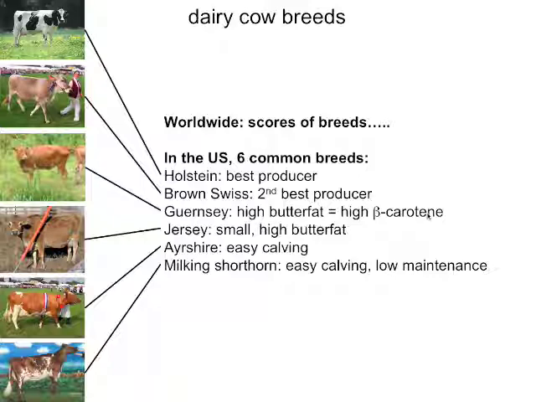The Brown Swiss as well, obviously less common, is also a high volume producer. By contrast, the Jersey and the Guernsey are selected for high butterfat, and the Guernsey in particular has high beta carotene. So depending, of course, on the fodder that the animal is exposed to, the milk color will be highly variable.